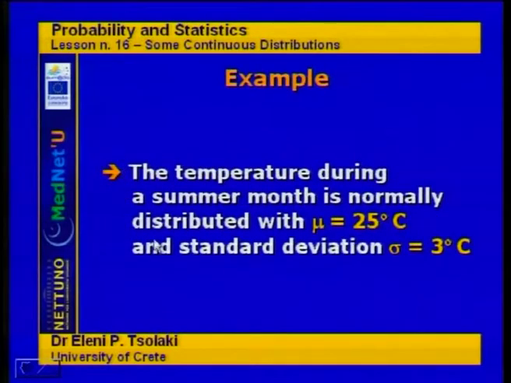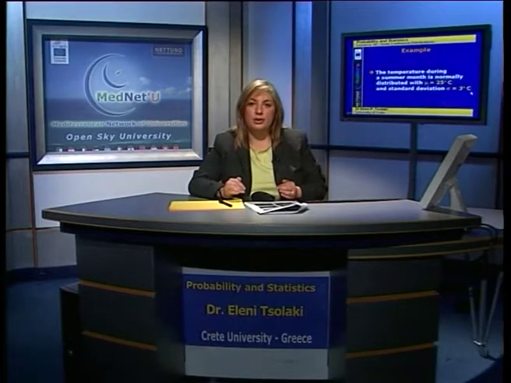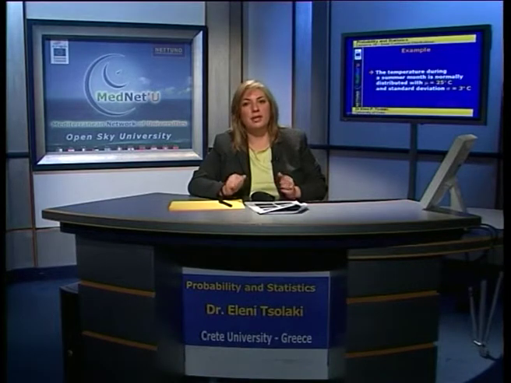We are going to work through an example to see how we can calculate probabilities. So we have that the temperature during a summer month is normally distributed with mean 25 and standard deviation 3. We remind that the standard deviation has the same units as our original random variable, and that's why it's more preferable to use than the variance, which will be squared.